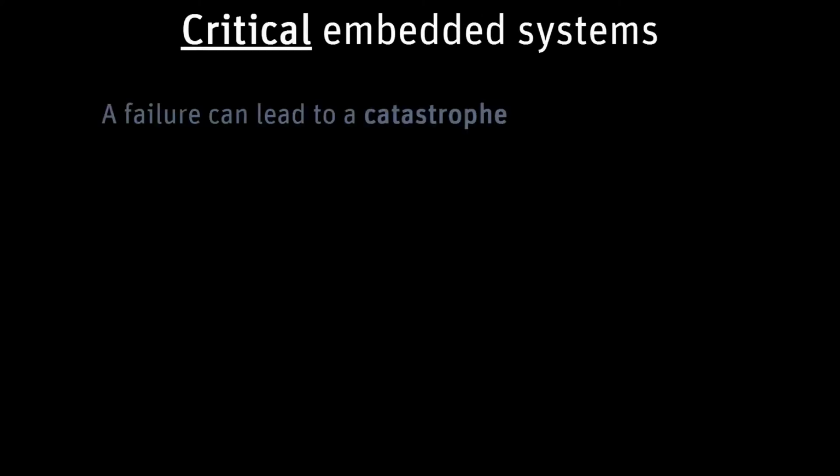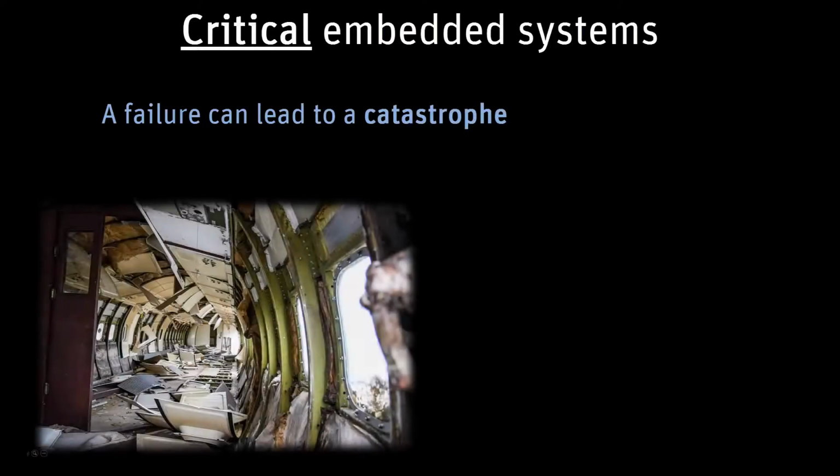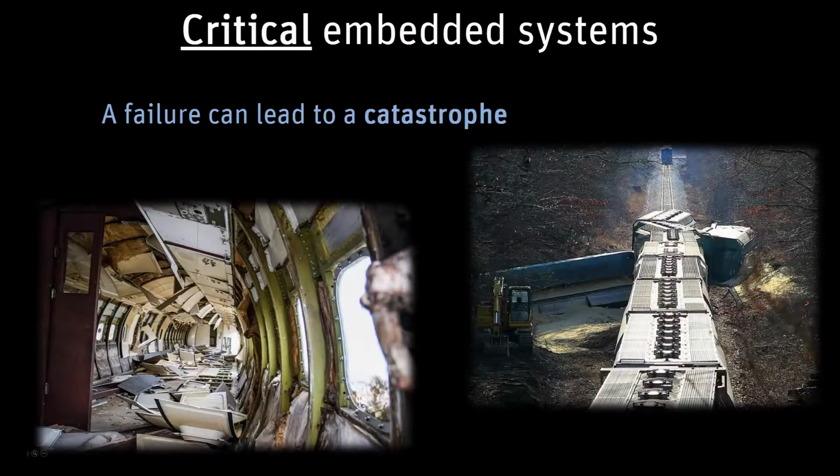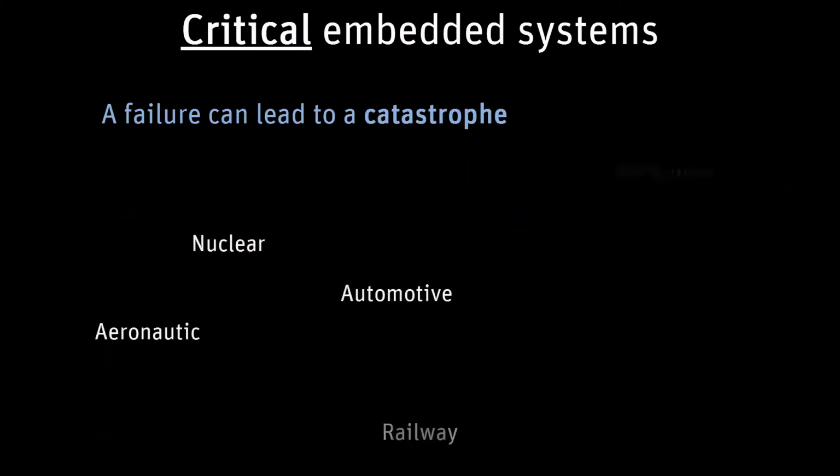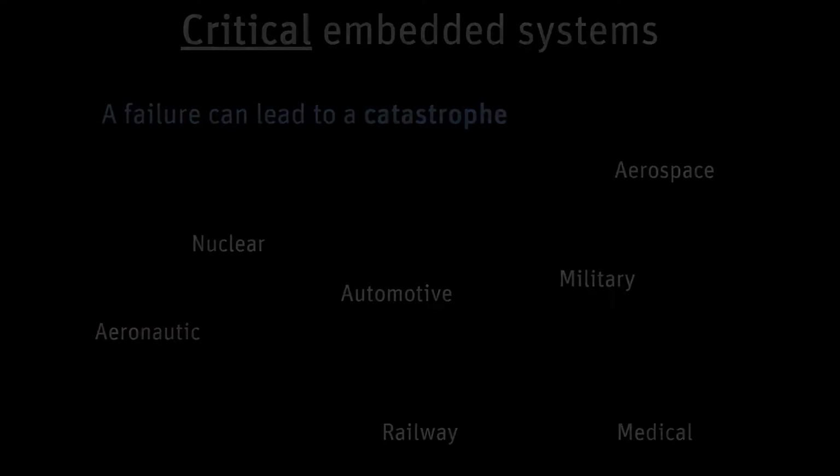Intuitively, a critical system is a system in which a failure can lead to a catastrophe. Think about the consequences that a software failure may have in a plane, a car, or a train. And all these domains are ruled by standards, which define precisely the criticality levels.